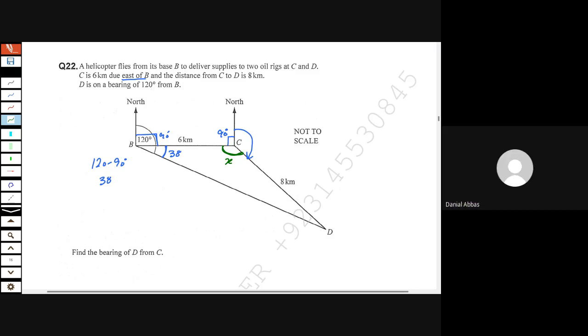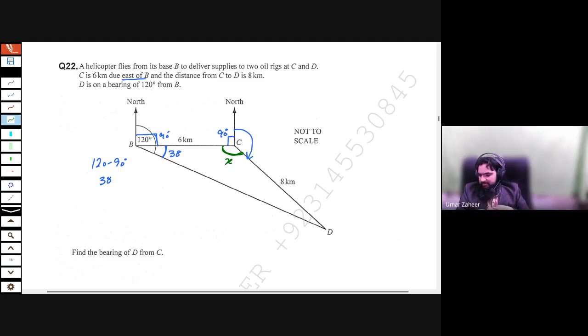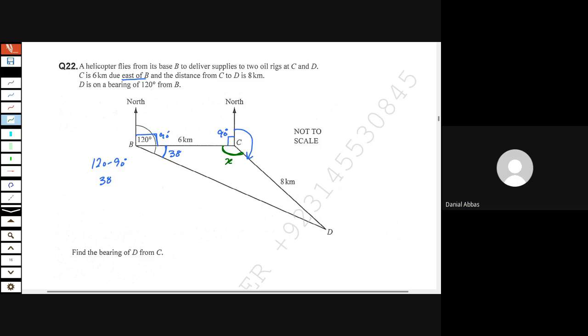Sir, 360 minus 90 degrees minus the angle at C. 360 minus? 360 minus 90 degrees minus the angle at C.